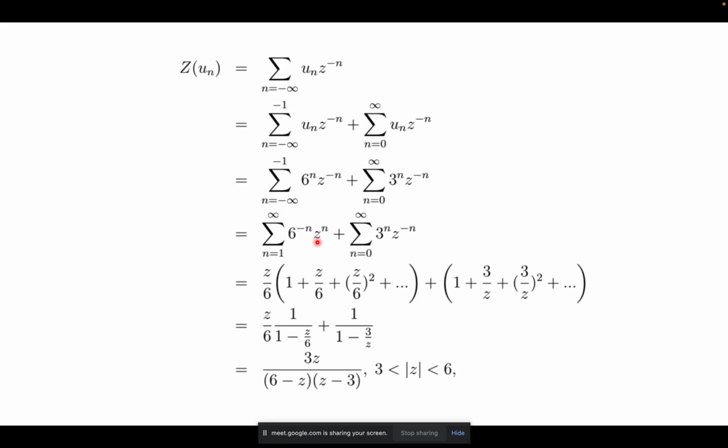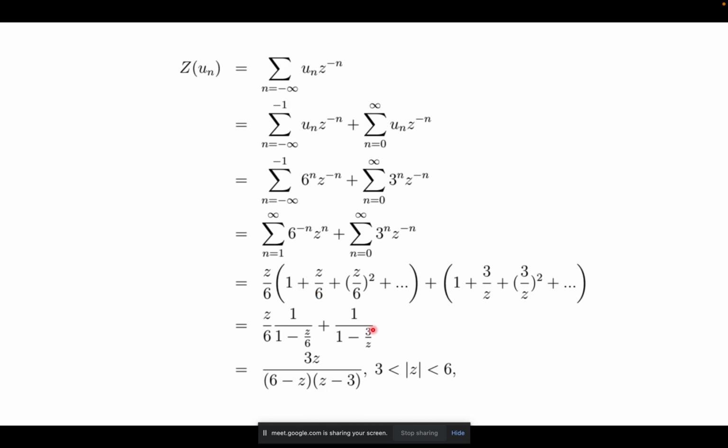Now if you expand this, for n equal to 1 this will be Z by 6, and for n equal to 2 this will be Z square by 36, and so on. So I can take Z by 6 outside and get 1 inside. For the other series, if you put n equal to 1, you will get 3 by Z, and so on. Both of these expressions are geometric progression series, infinite GPs, and the summation formula gives a result with 1 minus Z by 6 in the denominator, because the common ratio here is Z by 6.